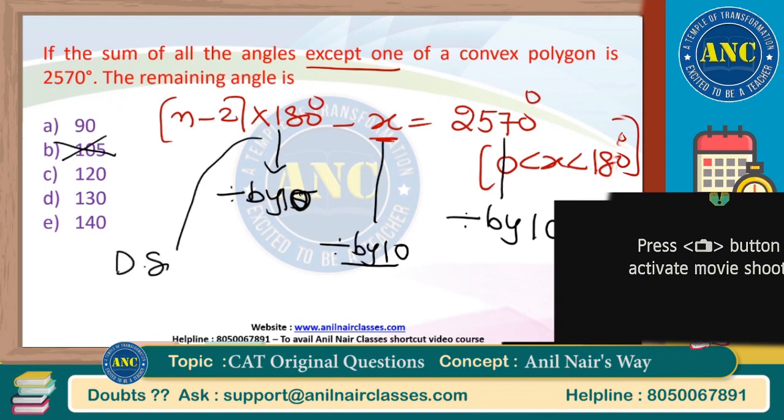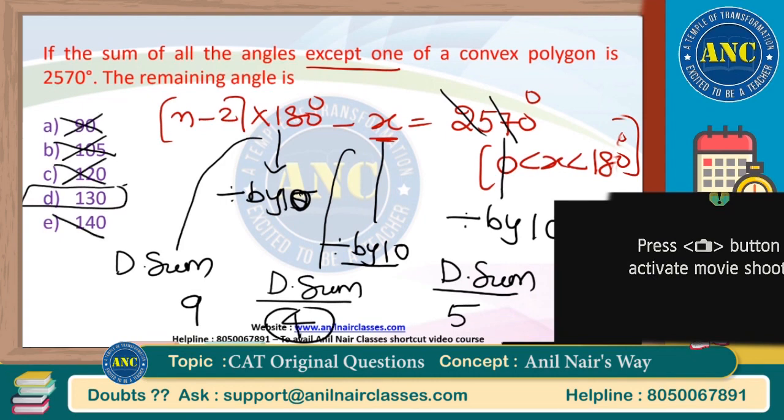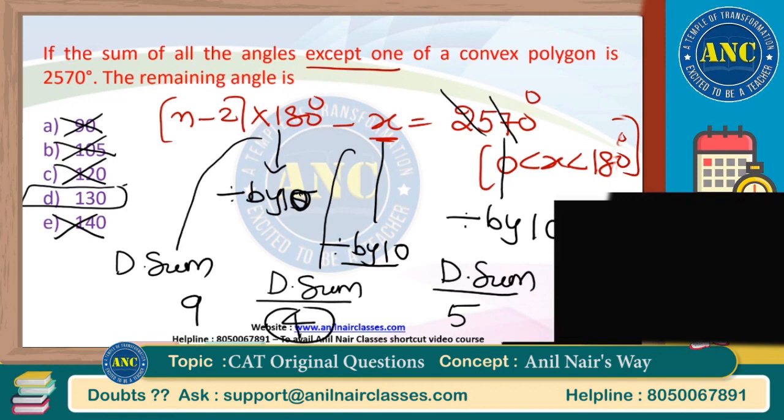180, digital sum is 9. 2570, 7 plus 2, 9, plus 5, digital sum is 5. 9 minus something gives digital sum 5, so this digital sum should be 4. Only the option which gives you digital sum 4 is 130 degrees. 90 out, 120 out, 140 out. Answer is 130.